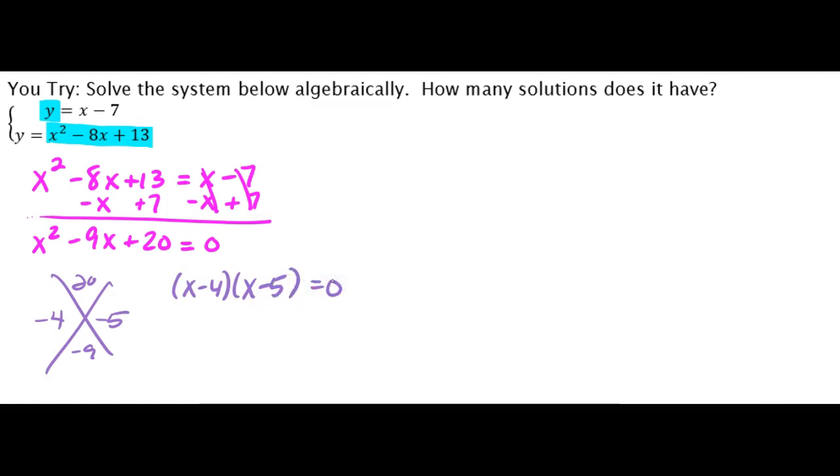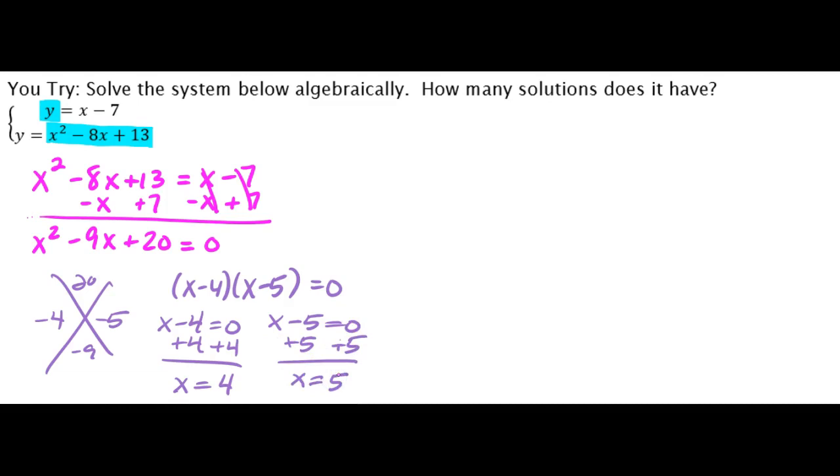And from here, I can solve each one of these. So I can say x minus 4 equals 0, x minus 5 equals 0. And then when I solve this, I would get my two answers, which is x equals 4. And then here I would add 5 and get my other answer, which is x equals 5. So these are the x values of my answers.